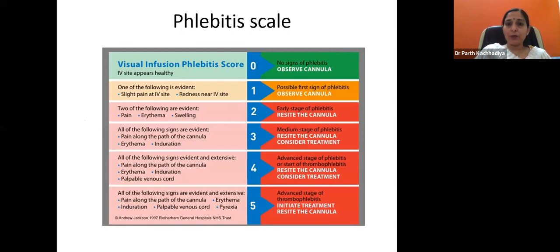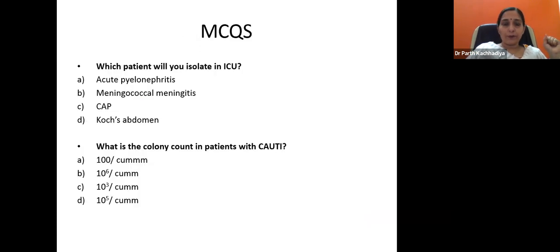If all of the above with induration or erythema is present, then you have to change the cannula and you have to treat also. Same, if it progresses further with a palpable venous cord, this is called the advanced stage of phlebitis or start of thrombophlebitis, where you need to resite the cannula and consider treatment. And if all these things are there with fever, then it is the advanced stage of thrombophlebitis. You need to initiate the treatment and resite the cannula.